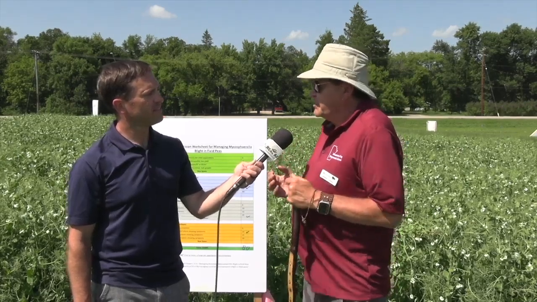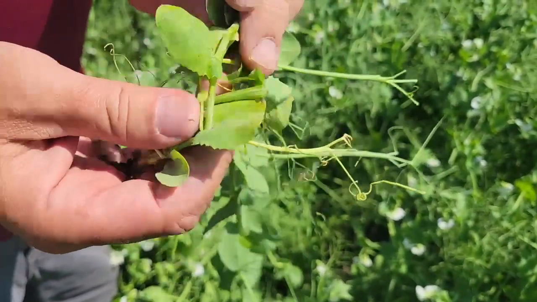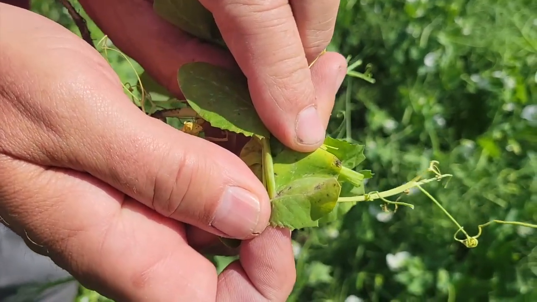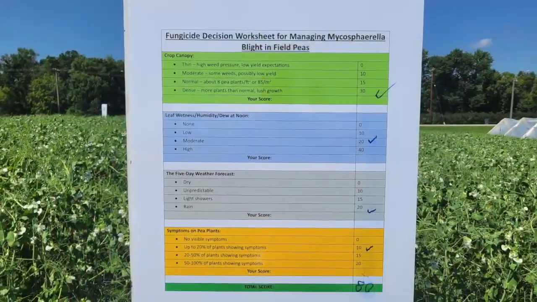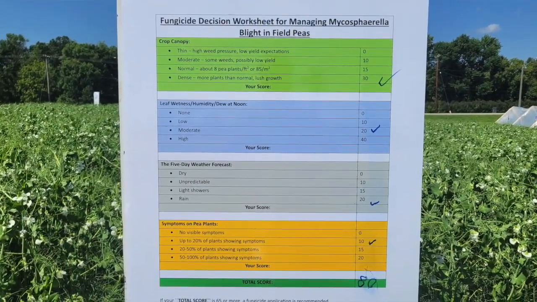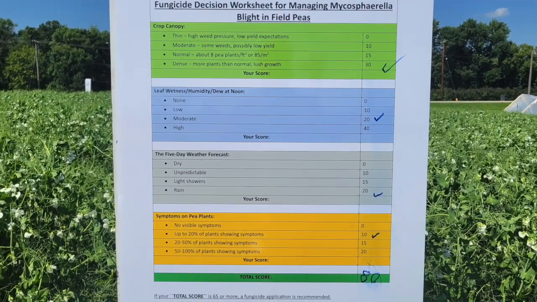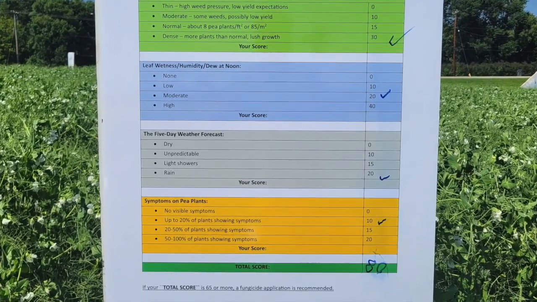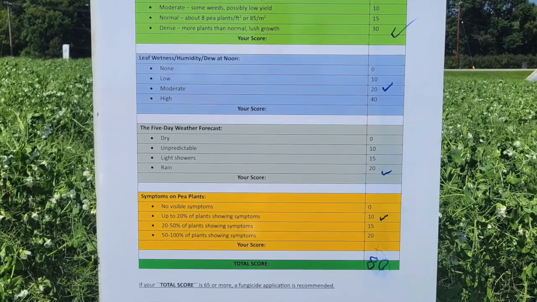Finally, you need to look at symptoms on the plant. If there's no visible symptoms, then chances are you might want to hold off on your spraying a bit. But in this particular plot that we're seeing here, we're seeing about 20% infection in the lower canopy. So when you do that total score, you come up with about a score of 80. What that tells me is that anything over 65 is good for spraying. And if you're at 80, that means maybe you should have been in there scouting a little bit earlier.